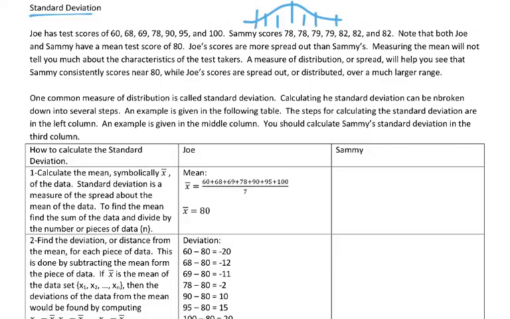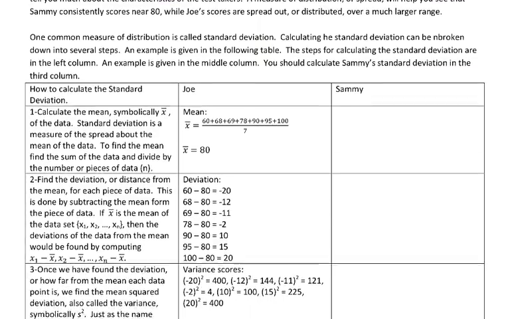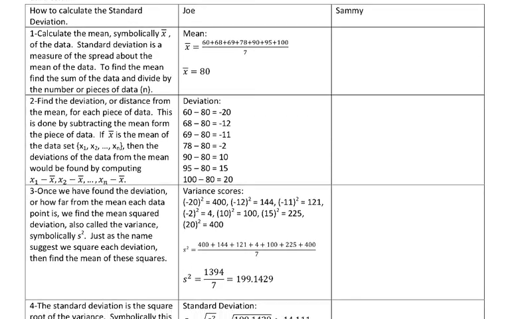Okay, so we've got two situations. Joe has these test scores. Sammy scored these. If we find the mean, the average, they're both at 80. So, by looking at standard deviation, we can see that spread, how far away they are from 80. Now, this paper was given in class, so you should have it and be able to follow along. Keep it as notes, okay? So, we've got the example here, and then we'll work through it down on this side.